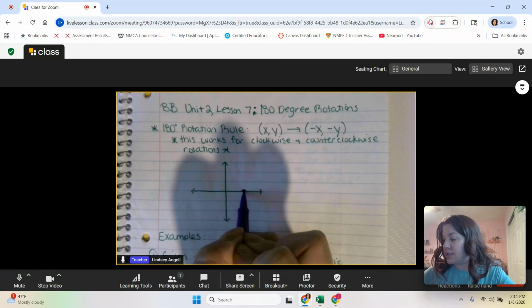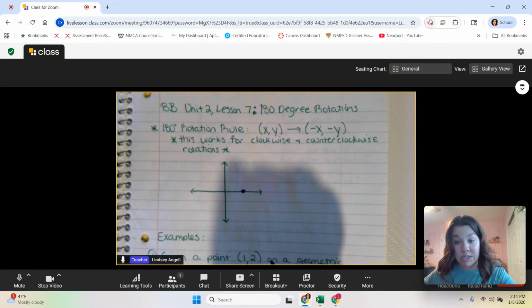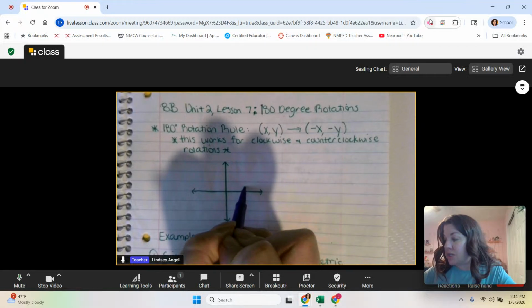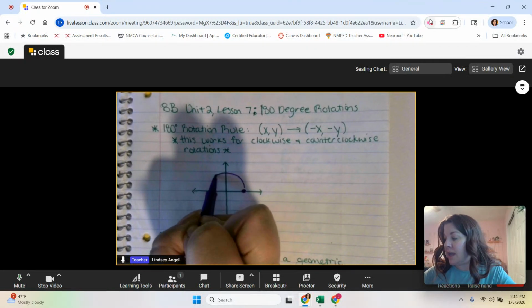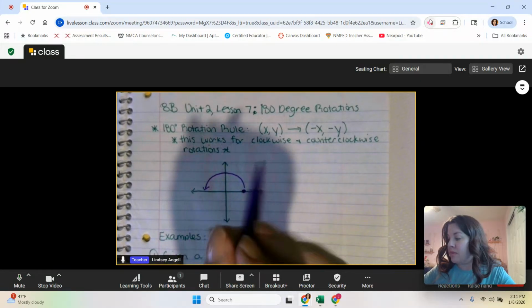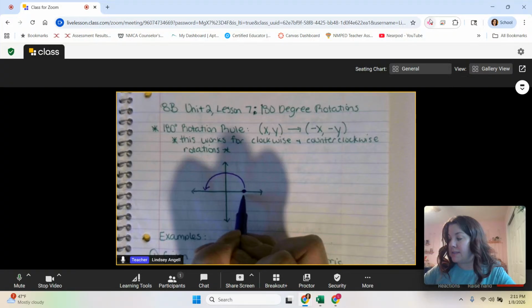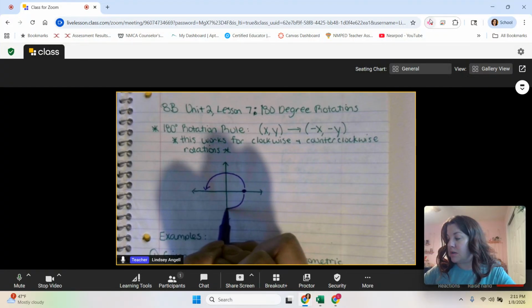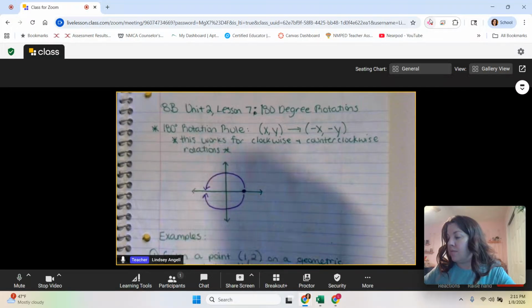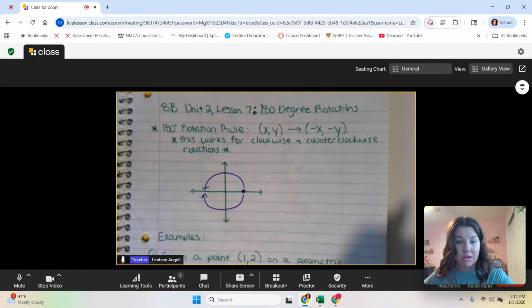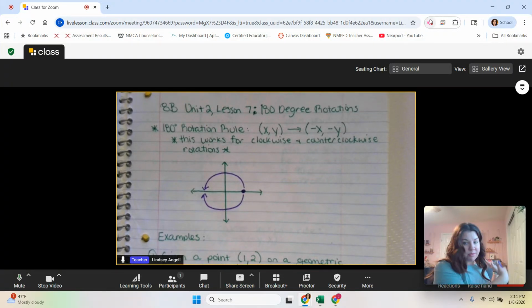So let's just say I have this point here. If I do a 180-degree rotation, that means, well, here's 90, there's 180. So that was counterclockwise. Here's clockwise, right? We end up at that same spot no matter which way we flip around. If I flip this way or this way, I'm still going to end up facing the opposite direction. Okay? So that's what this is referring to as well.